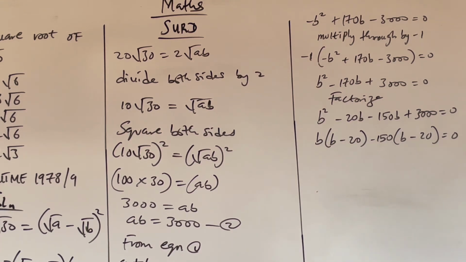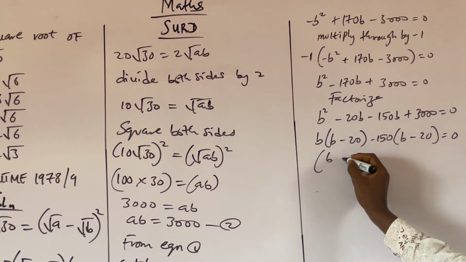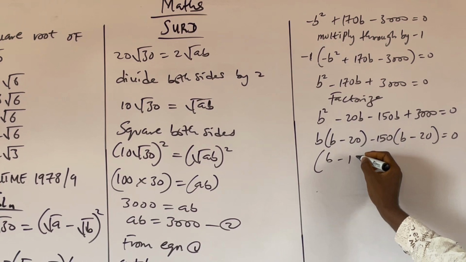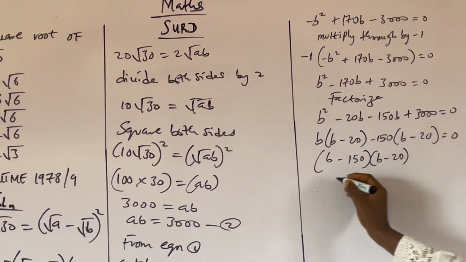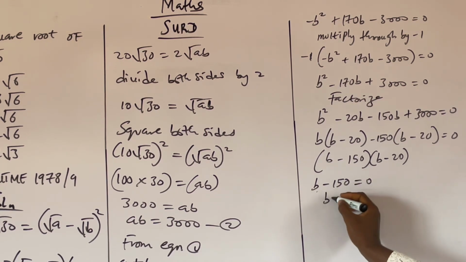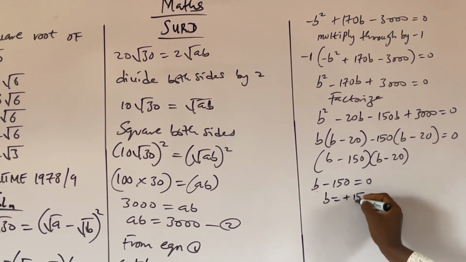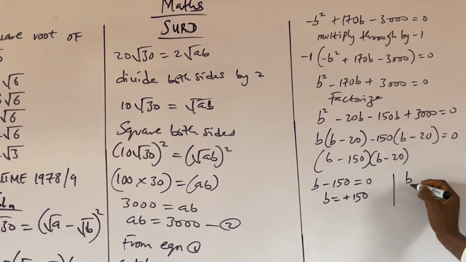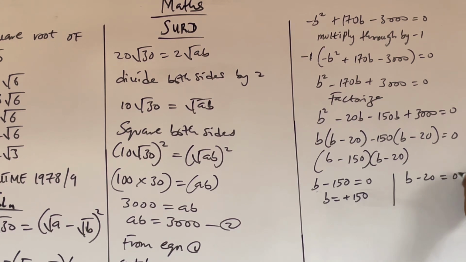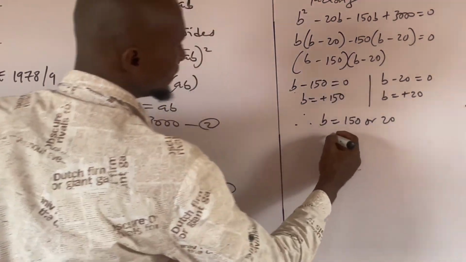Did you get? So now, we're going to have b minus 150, then bracket b minus 20. That is b minus 150 equal to 0, which means that b is equal to plus 150. b minus 20 equal to 0. That means that b is equal to plus 20.